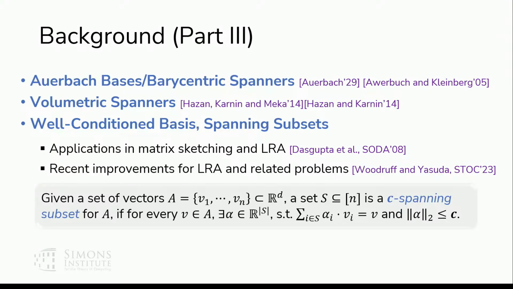Okay, and let me just again define what they're using. So they're saying we have a set of n vectors. We would like a volumetric spanning subset, what they call a C-spanning subset, which is a subset of vectors in the input, so that I can write any point in the input as a linear combination of the points in the spanning subset, and the L2 norm of the coefficients is at most C. So you can think of C as anything. For their application, it was like 1 plus epsilon or something.